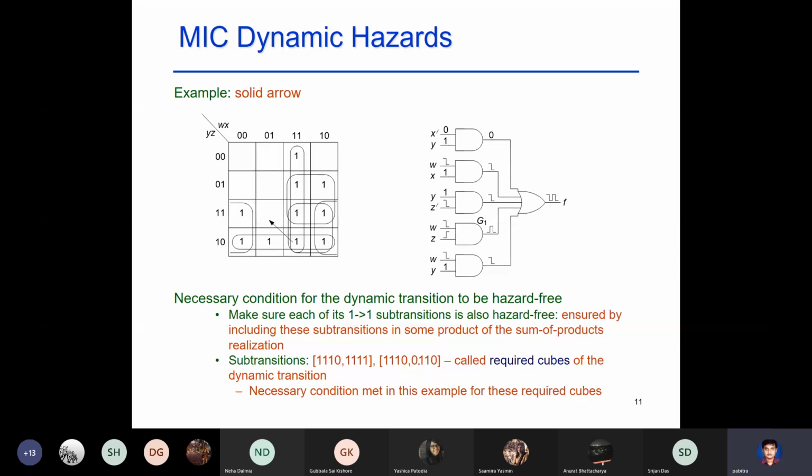How do you do this? Include all these sub transitions into some product. Introduce an AND gate for each of these sub transitions. So basically all these sub transitions which have to be covered are called the required cubes in the dynamic transition. So for the dynamic transition, these will be the required cubes.